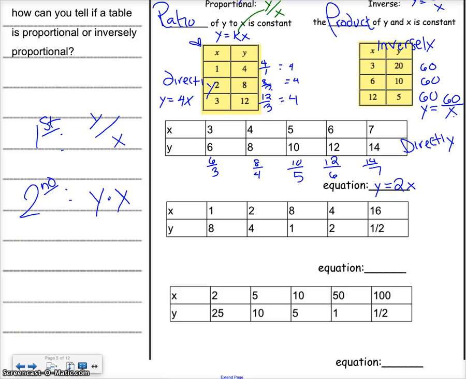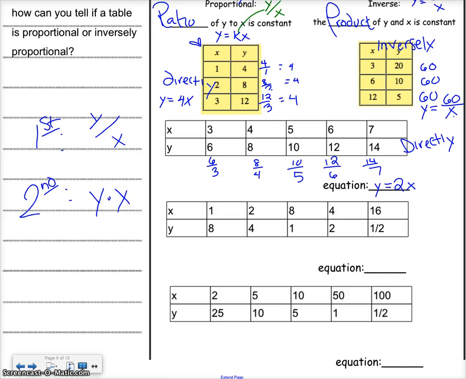Okay? I check ratio first. And sometimes you're going to be able to do it fast, and I already can tell that it's going to be inversely. But I always check my ratio first. 8 over 1, is that the same as 4 over 2? Nope, nope, nope. So now I check inverse.